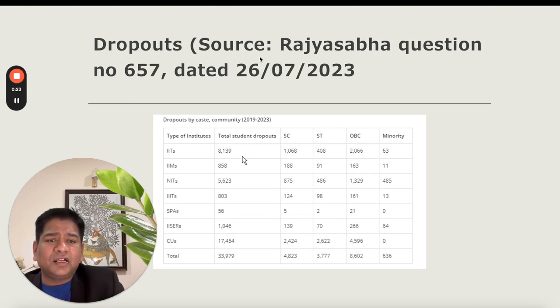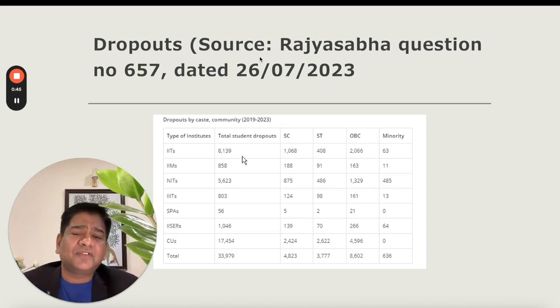Seeing this data, you may feel very embarrassed that a lot of kids from SC, ST, OBC minorities are dropping out. You can see 4,823 kids from SC dropping out, 377 kids from the ST category, and 8,000 kids of OBCs dropping out. So it appears very sad to me when I see this.